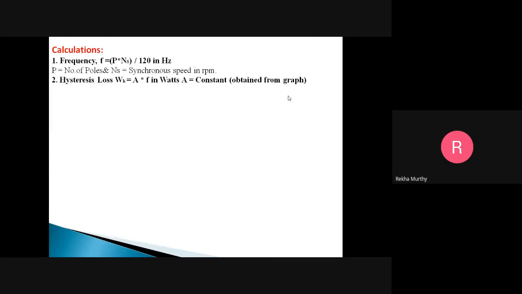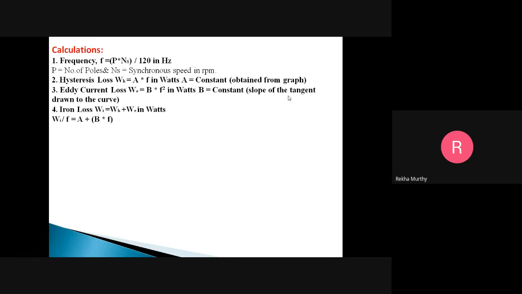The first formula I have already told you. The second is the hysteresis loss, that is Wh = A times f. The A and B constants should be obtained from the graph. Similarly, the eddy current loss can be obtained, that is We = B times f squared. B is a constant, the slope of the tangent drawn to the curve. When you sum up these two factors, then only we can get the value of Wi by f. This is the graph we get, and this will give the A and B constants.